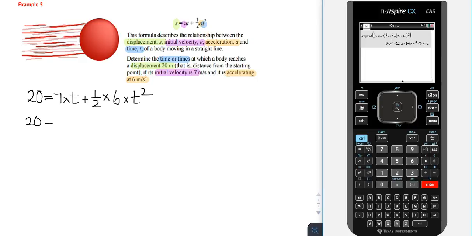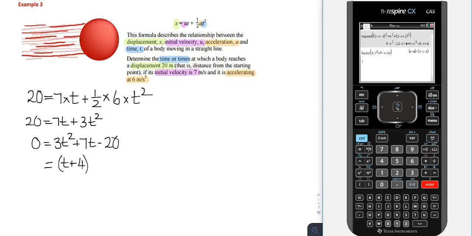Now, just like normal, I'm going to simplify this a little bit and then rearrange it. So a half times 6 is just 3, so 20 equals 7t plus 3t squared, and move the 20 across to give myself a normal quadratic equation. I can then use the AC method and factorize that. I'm actually just doing that on my calculator. So I get on my calculator that it factorizes to t plus 4 and 3t minus 5. So that's my factorized quadratic equation.